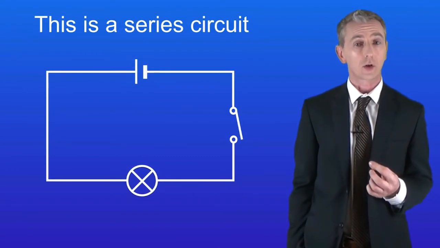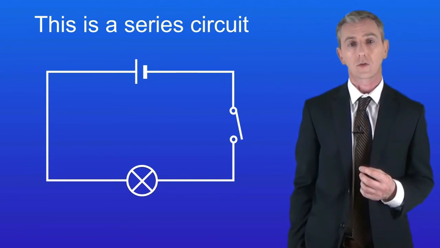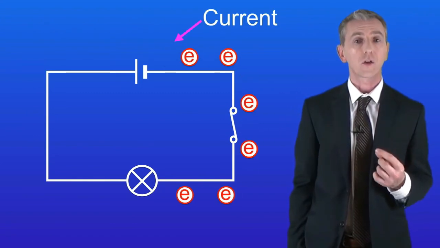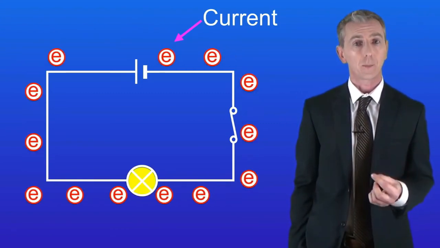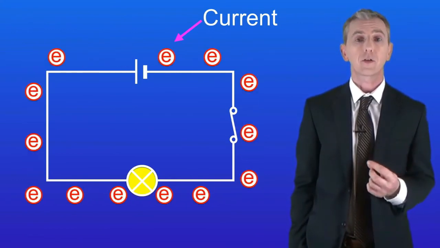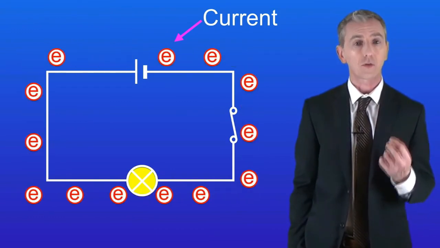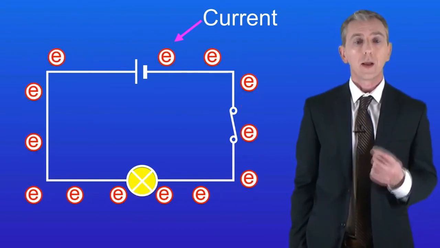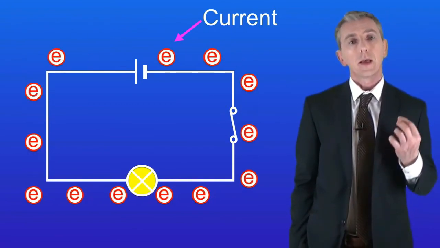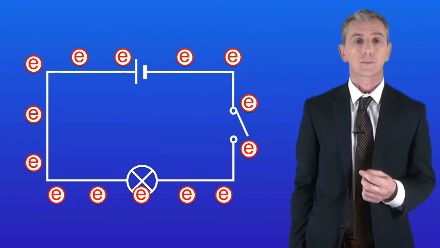Now, in the last video, we took a look at series circuits, and remember that series circuits have got no branches. We said that if we close the switch, then electrons can flow around the circuit from the cell, through the bulb, and back to the cell. And we call this flow of electrons the current. Now you'll notice that when the electrons passed through, the bulb lit up, and that's because the electrons gave energy to the bulb. If we open the switch, then the current cannot flow, so the bulb goes out.